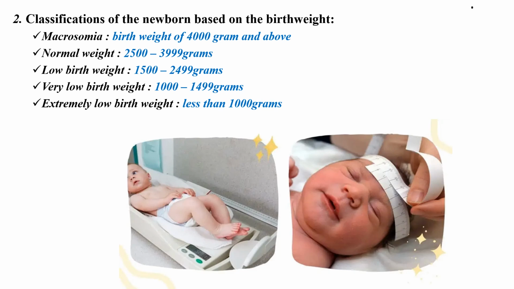The second classification is classification of newborns based on birth weight. Normal weight is between 2.5 to 3.99 kg. We call it macrosomia if birth weight is above 4 kg. Low birth weight is between 1,500 to 2,499 grams, and very low birth weight is between 1,000 to 1,499 grams. Extremely low birth weight is less than 1,000 grams.